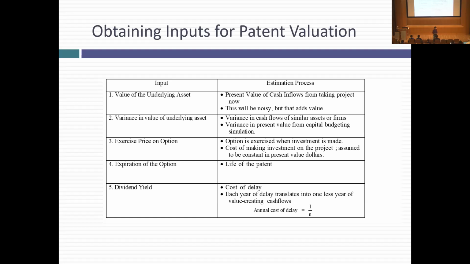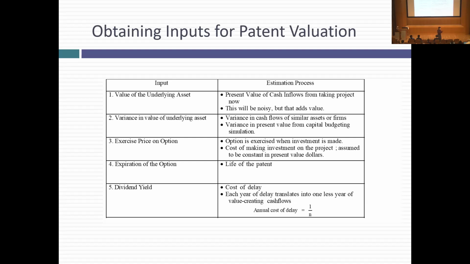I'm almost there. I need a life for the option. You know what the life of the option is going to be here? What's your option? It's a patent. Do patents run forever? No, they don't. If you have 18 years left in the patent, that becomes the life of the option. But here's the final thing to consider.